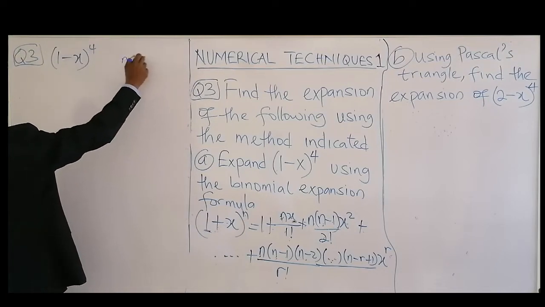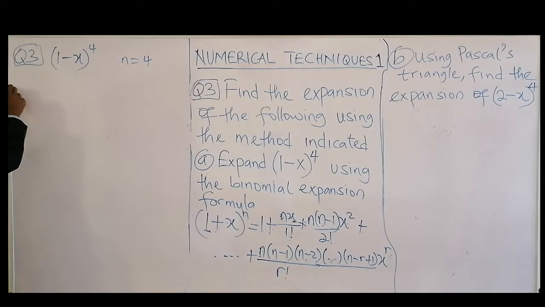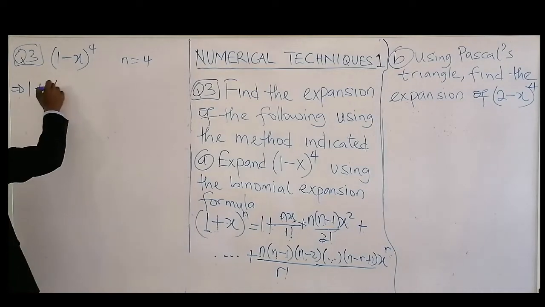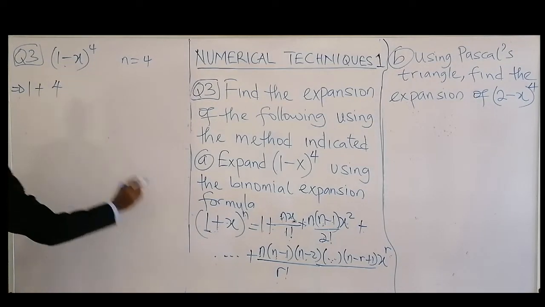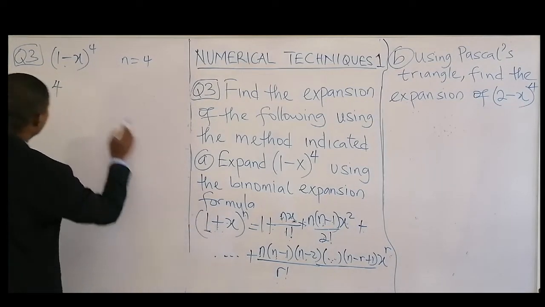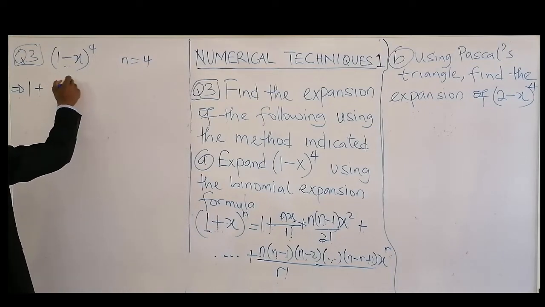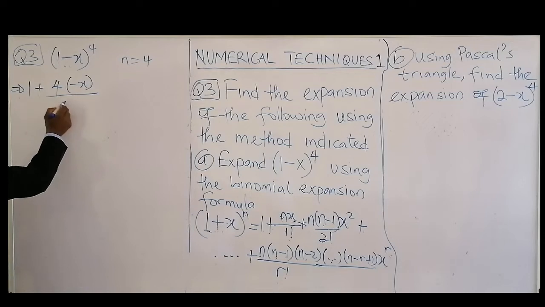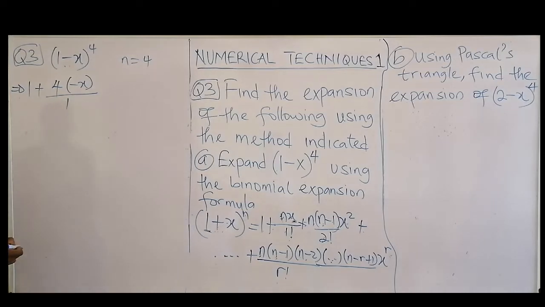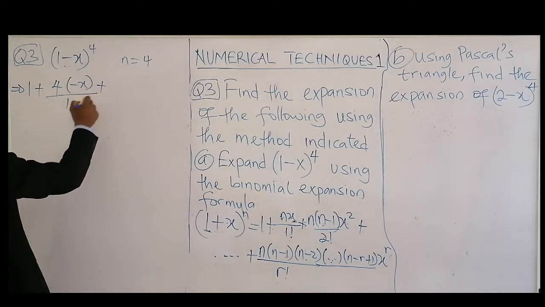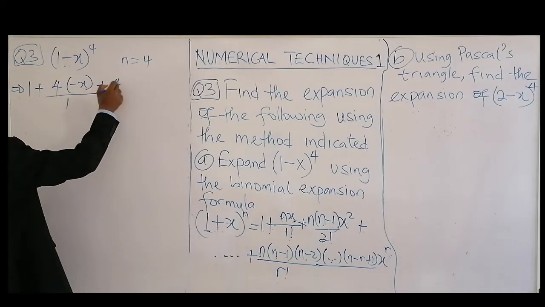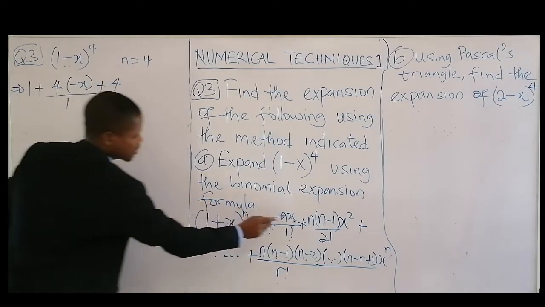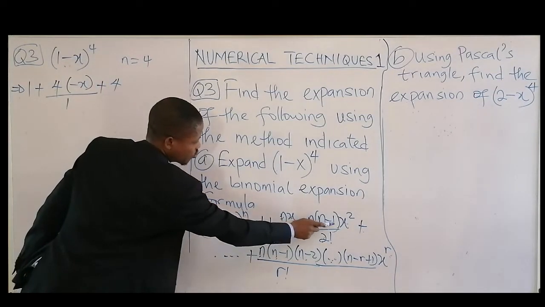n is what? n is 4. So this will be equal to what? What we have here, 1 plus n, n is 4. But our x here is not plus. It's plus here, or it's minus here from the question. So minus x. But what? 1 factorial is what? Is 1. So plus, when you stop here, that's 4. Then n minus 1, n is 4, then minus 1, that's 3.